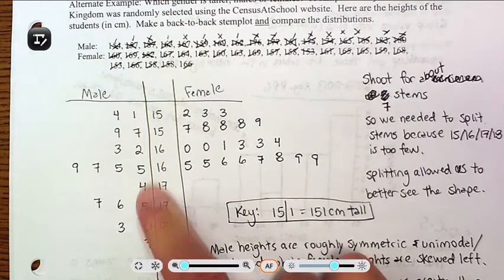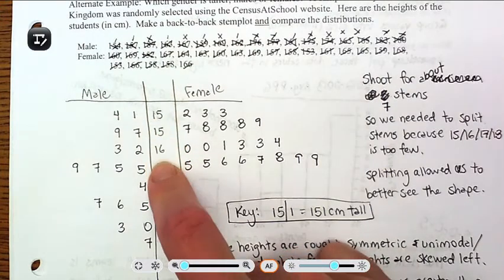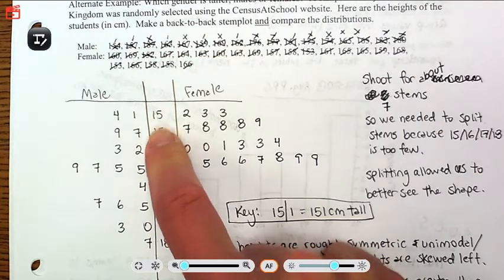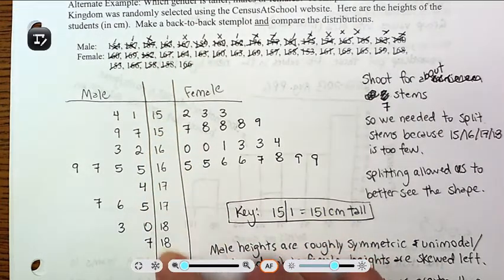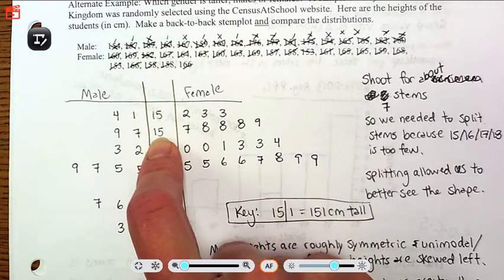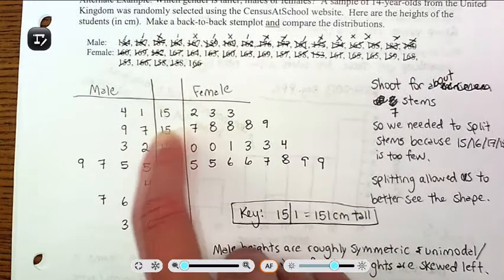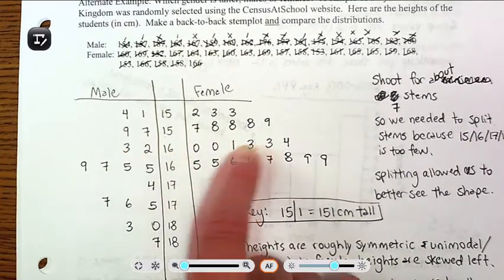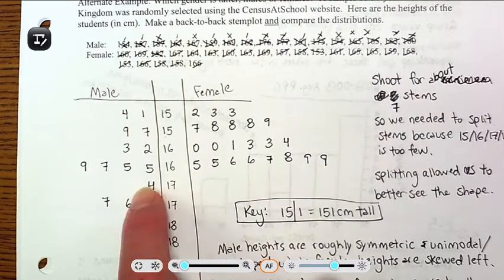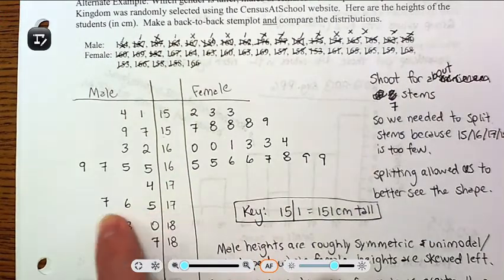The next decision that was made was to use split stems and to break up the 150s, 160s, 170s, and 180s. This is 150 to 154, and this is 155 to 159. This is 160 to 164. This is 165 to 169. 170 to 74, 75 to 79, 80 to 84, 85 to 89.